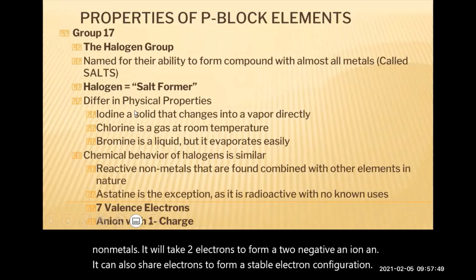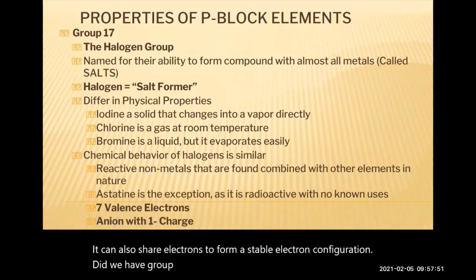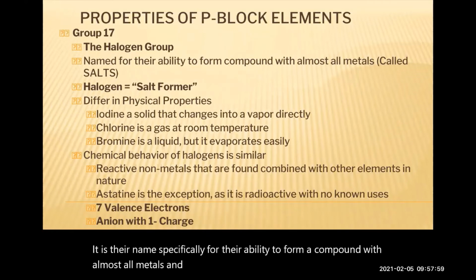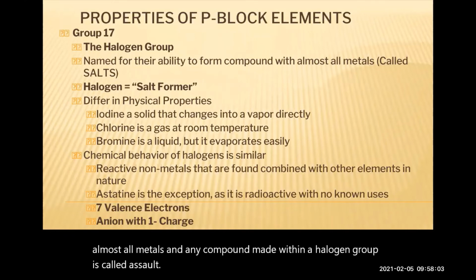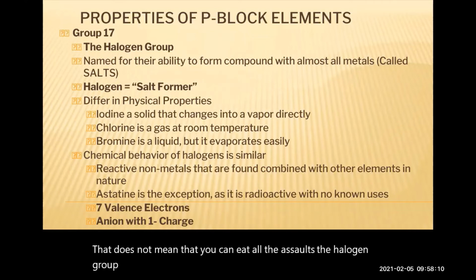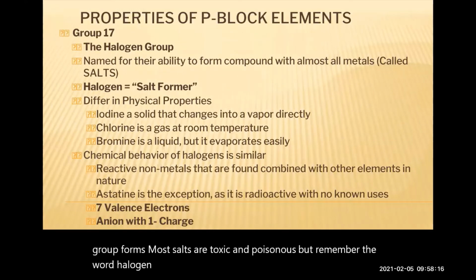Then we have group 17. This is the halogen group. And they're named specifically for their ability to form a compound with almost all metals. And any compound made with a halogen is called a salt. That does not mean that you can eat all the salts the halogen group forms. Most salts are toxic and poisonous. But remember, the word halogen means salt former.